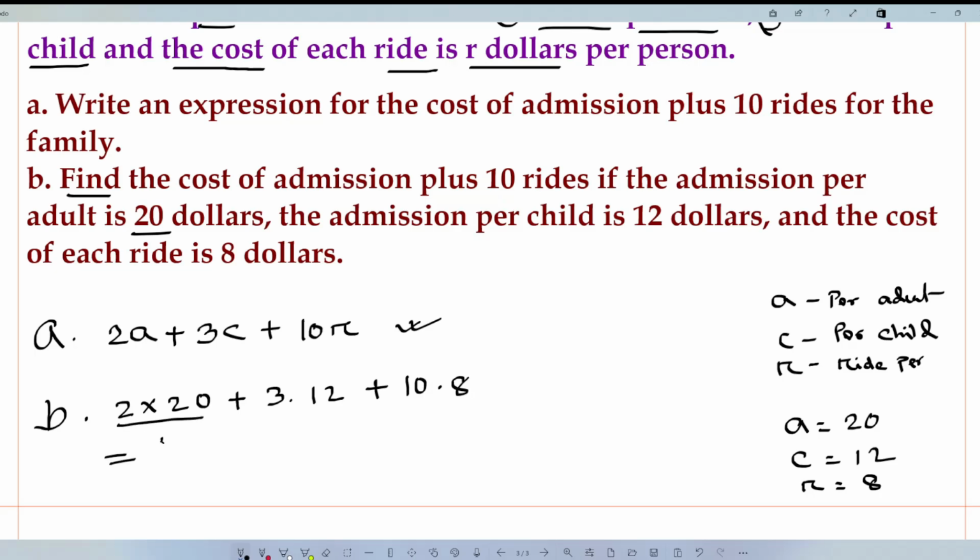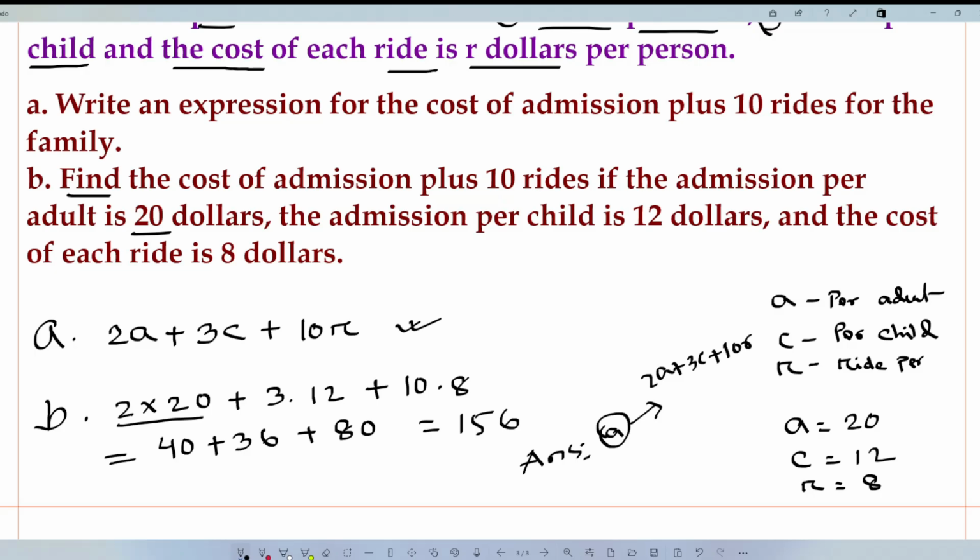So what will be the answer? 2 times 20 means 40, plus 3 times 12 means 36, plus 10 times 8 means 80. Adding up, the answer is 2A plus 3C plus 10R, and B is $156. Okay, so hope you understand this one.